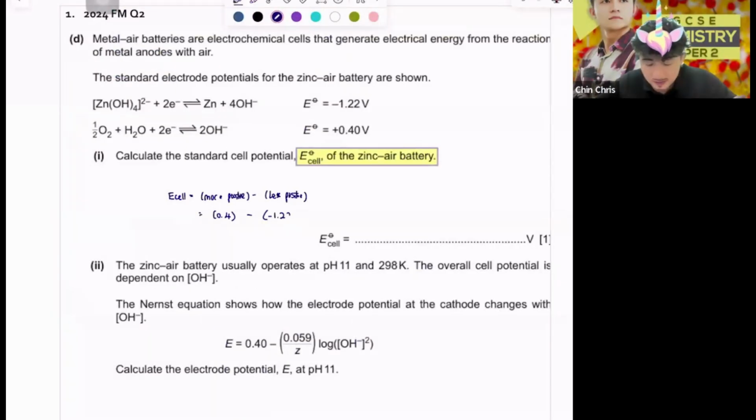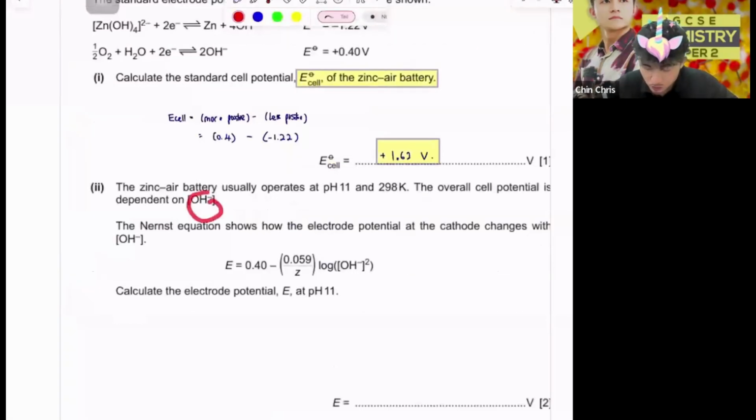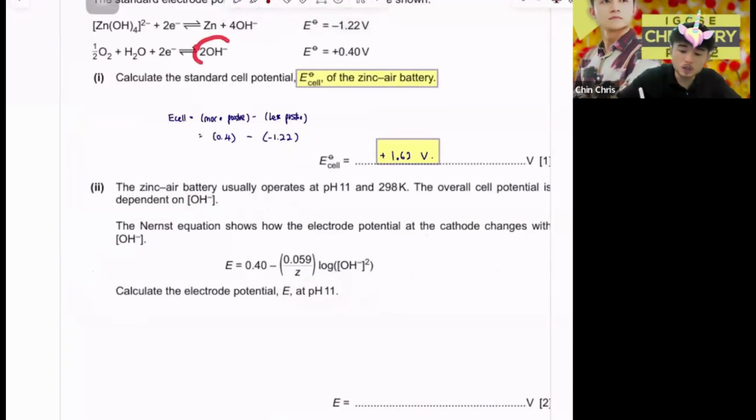Okay, nice. Zinc air battery usually operates at pH 11. Overall cell potential depends on the concentration of OH minus. So it changes, and calculate when it is at pH 11. Guys got the answer already? So guys, what is the concentration of OH minus when pH equals 11?